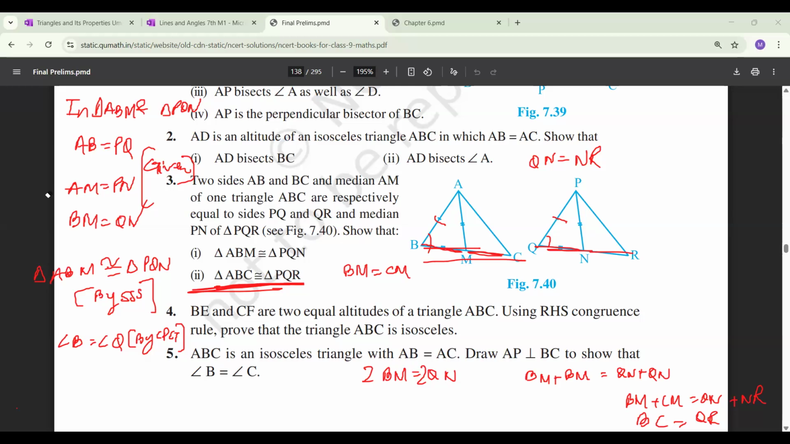Now in these two triangles, we already knew this part was given. I'll write it in blue. This part was given that AB is equal to PQ, angle B is equal to angle Q, and BC is equal to QR. We just proved BC is equal to QR. So these triangles are congruent: triangle ABC is congruent to triangle PQR by SAS, side angle side.